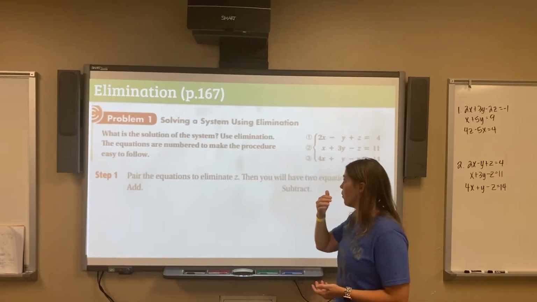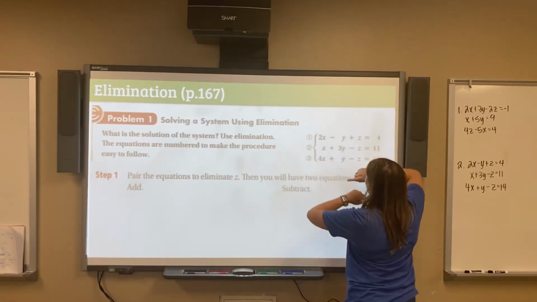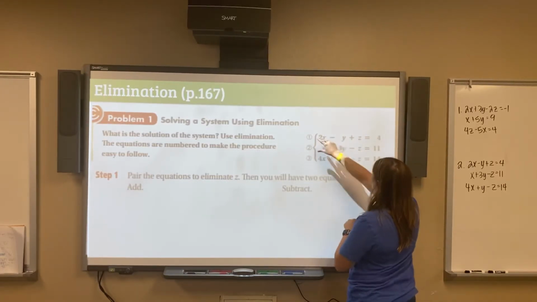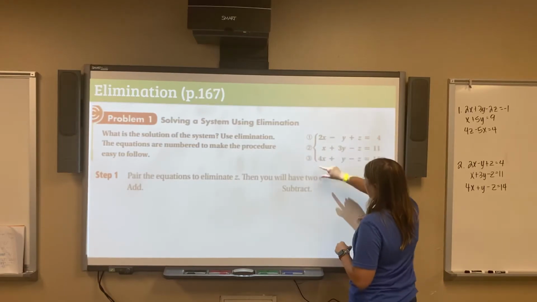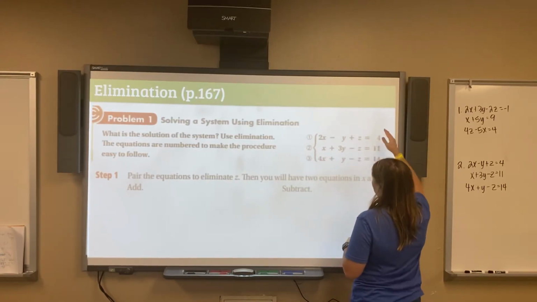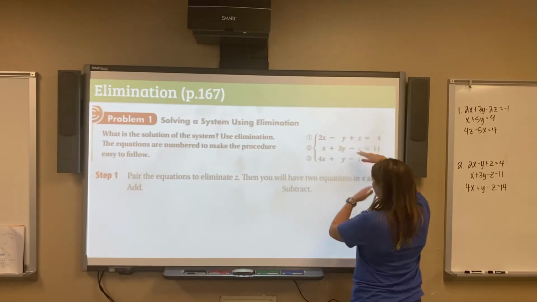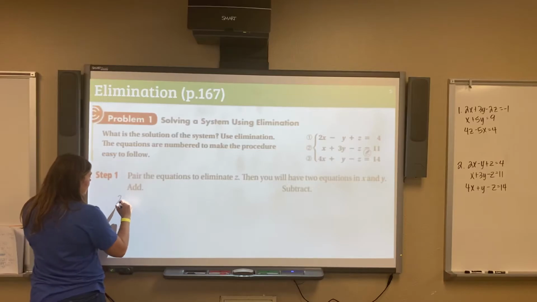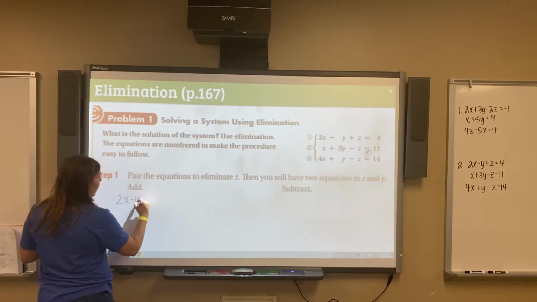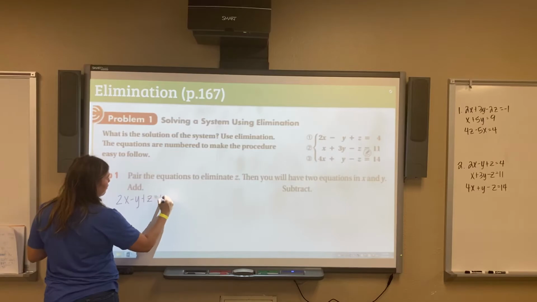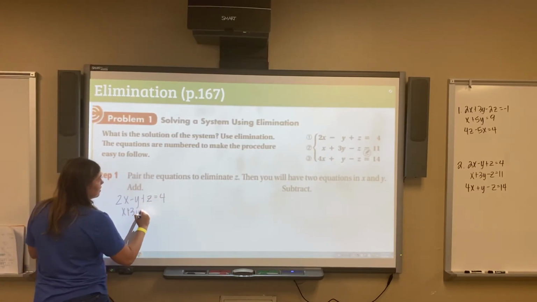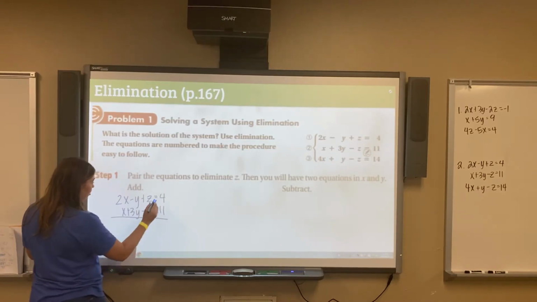And so we're going to look to see, if we added down, what are we going to eliminate? So I'm going to pick 1 and 2, and then I'm going to pick also 2 and 3. And I'm going to eliminate our z's because those are positive or negative. Those are going to be your easiest. So we have 2x minus y plus z is equal to 4. We have x plus 3y minus z is equal to 11. Okay? We add straight down, those cancel.